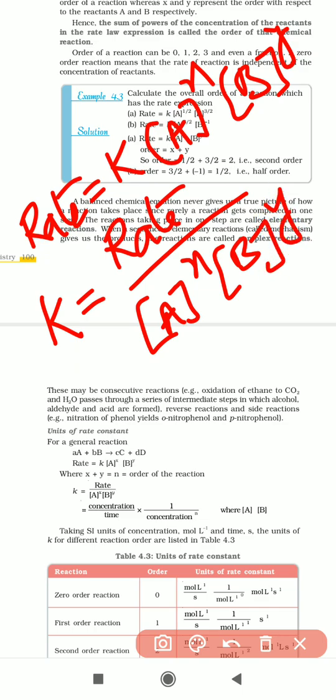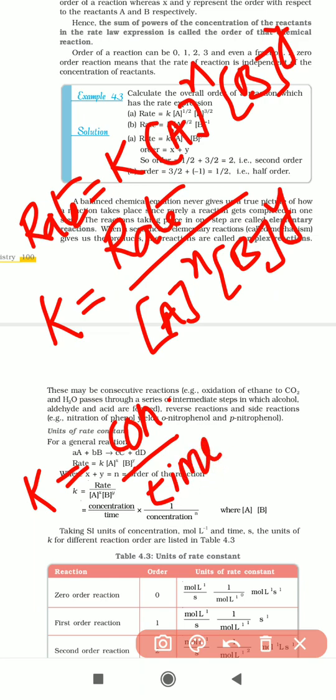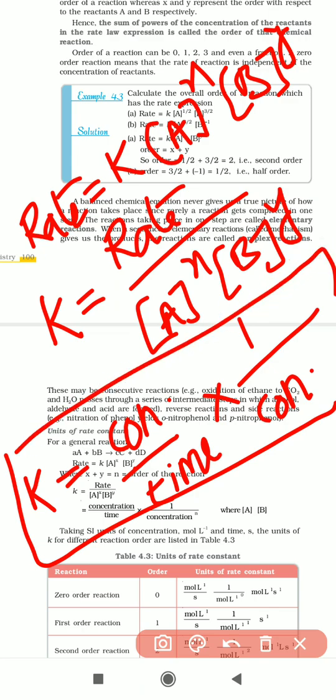Rate we already know. What are the units of rate? Rate is equal to change in concentration per time, into 1 by concentration of your reactant. Therefore, by using this rate constant expression, you are going to calculate the units for different orders of the reaction.